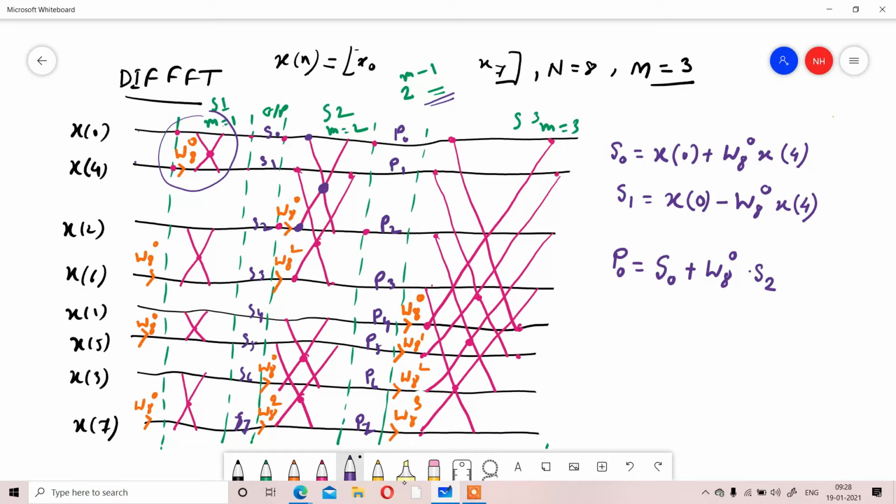Similarly, whenever you calculate P1, P1 is the positive part of that butterfly, and the inputs of this butterfly are S1 and S3, and with respect to that your W value is W8 squared. So what will be the output? P1 is S1 plus W8 squared S3. So I think it is clear how to calculate the output.